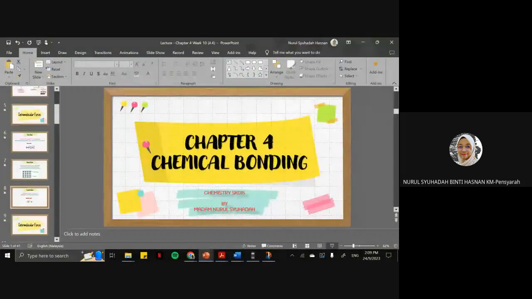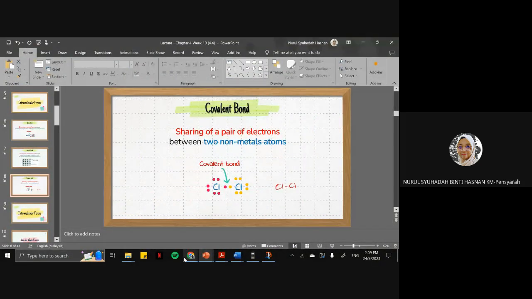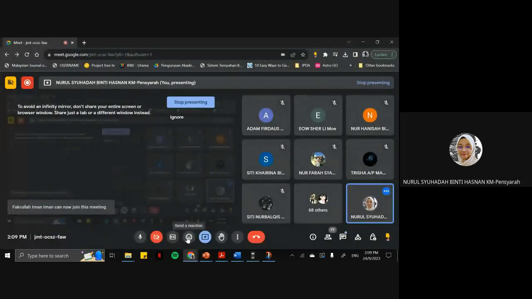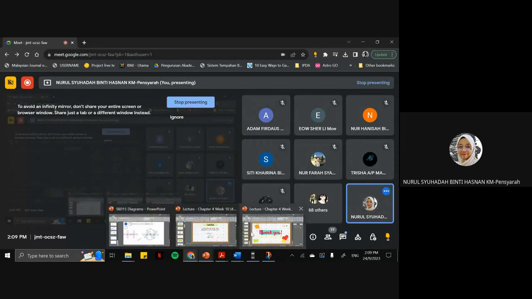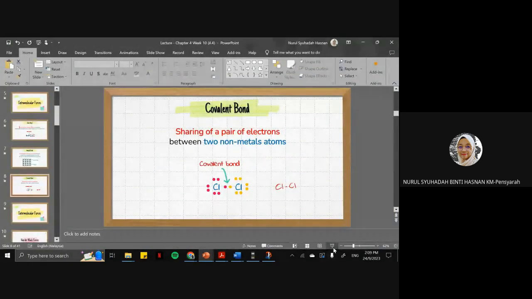Okay, sekejap saya just nak double check ada yang still tengah nak masuk lagi tak dapat masuk ke. Okay, so tak ada masalah, semua boleh masuk. Sorry.